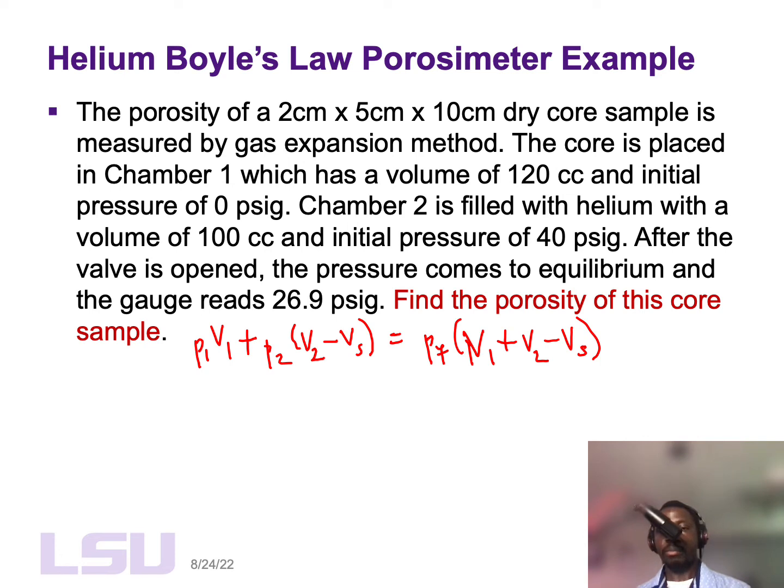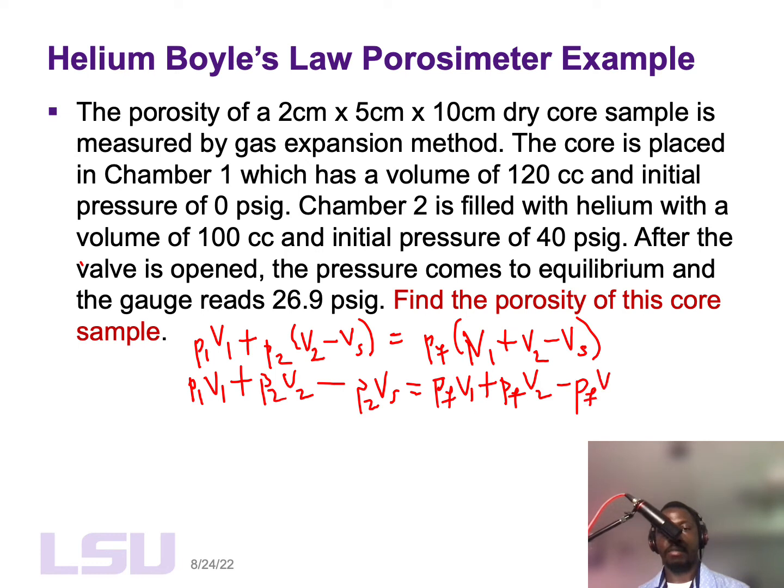So what happened to the RT? Previously we divided each of these by RT. Well, you can multiply through by RT and that goes away. And so now you just need to expand this out: P1V1 plus P2V2 minus P2Vs equals PF V1 plus PF V2 minus PF Vs. And you want to combine or group the terms in Vs together.